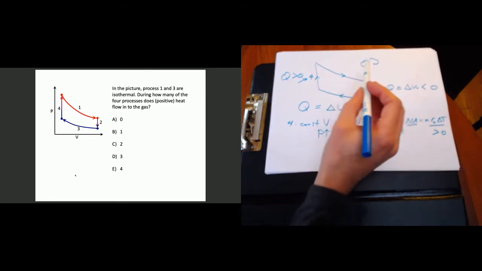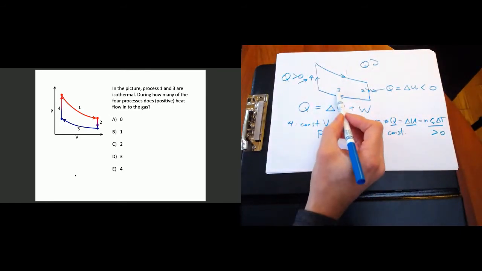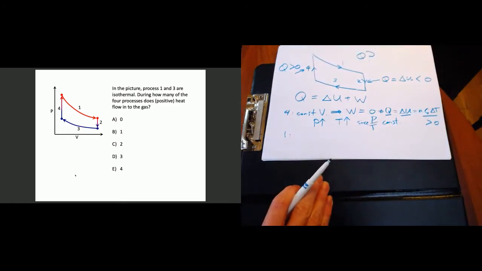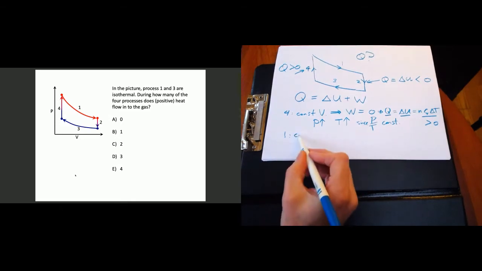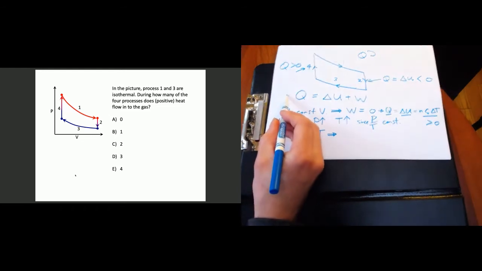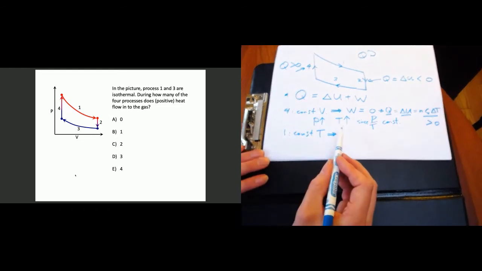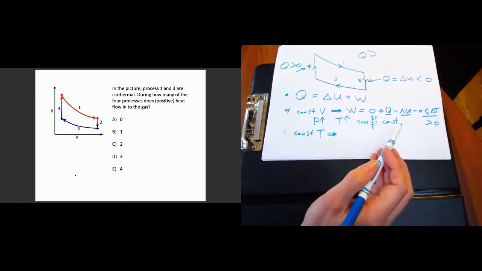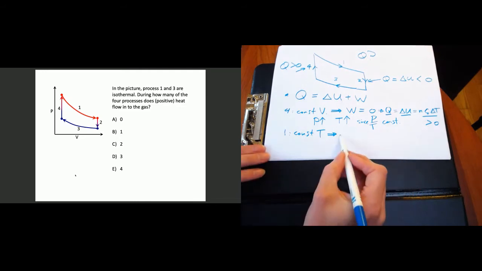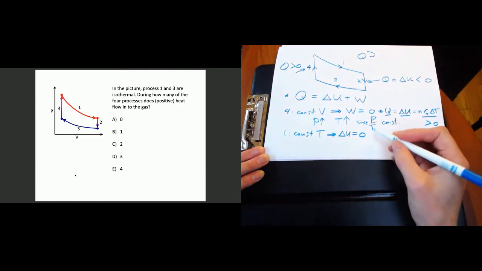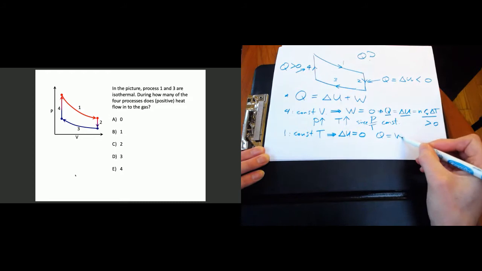What about process 1 and process 3? So first step, ask ourselves what type of process is process 1? It says isothermal, so that means constant temperature. Again, we can refer to the first law of thermodynamics in order to calculate Q. And so we could remember that delta U is proportional to the change in temperature, and so it's 0 in the case of constant temperature. Okay, so delta U equals 0, and so Q is equal to W.